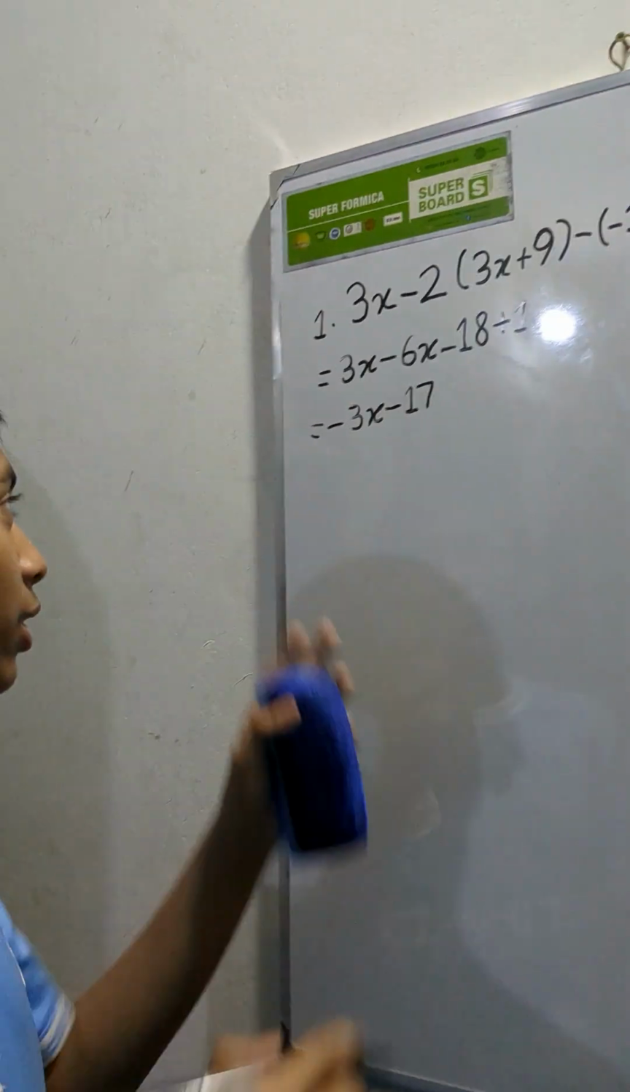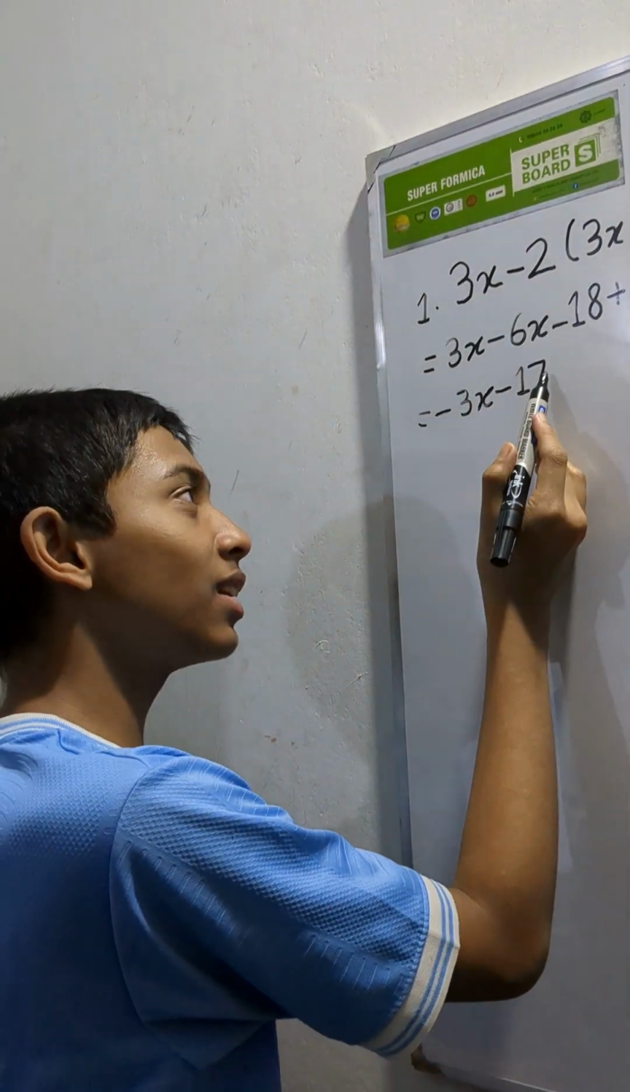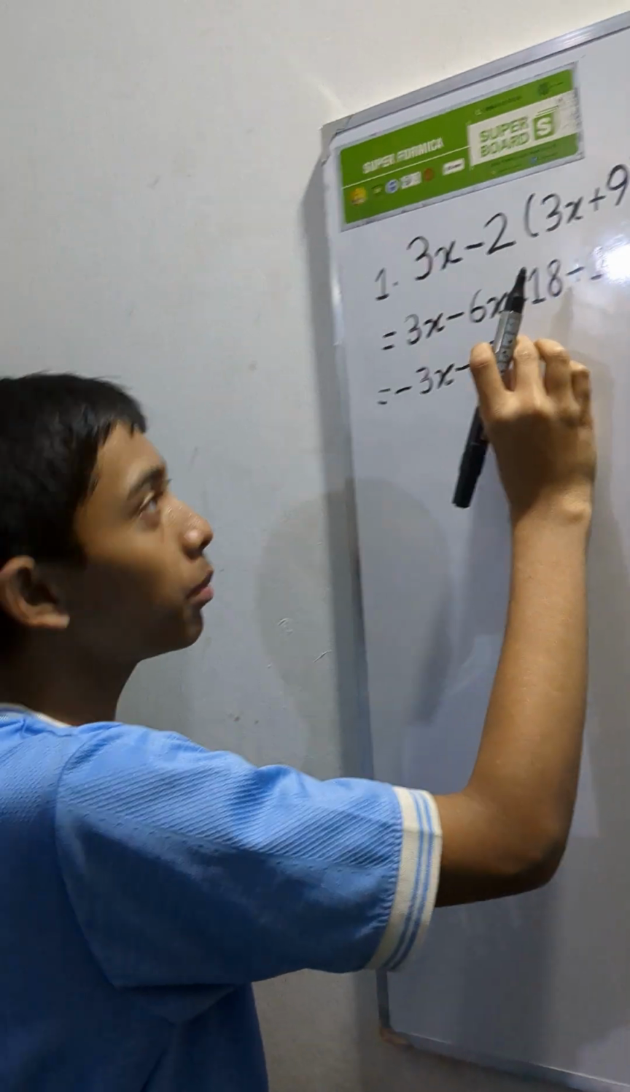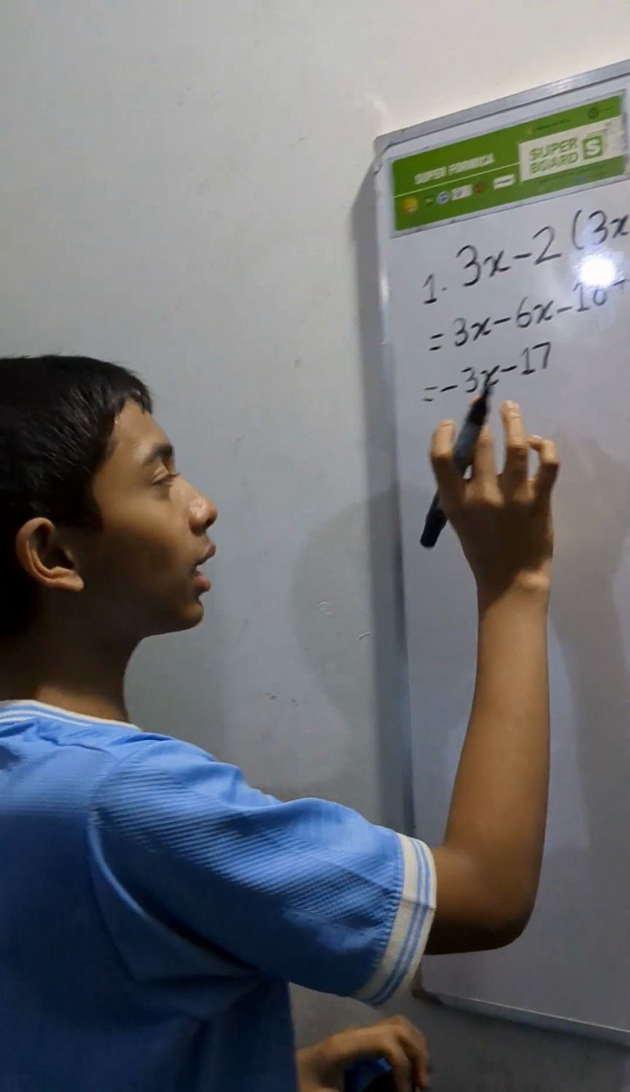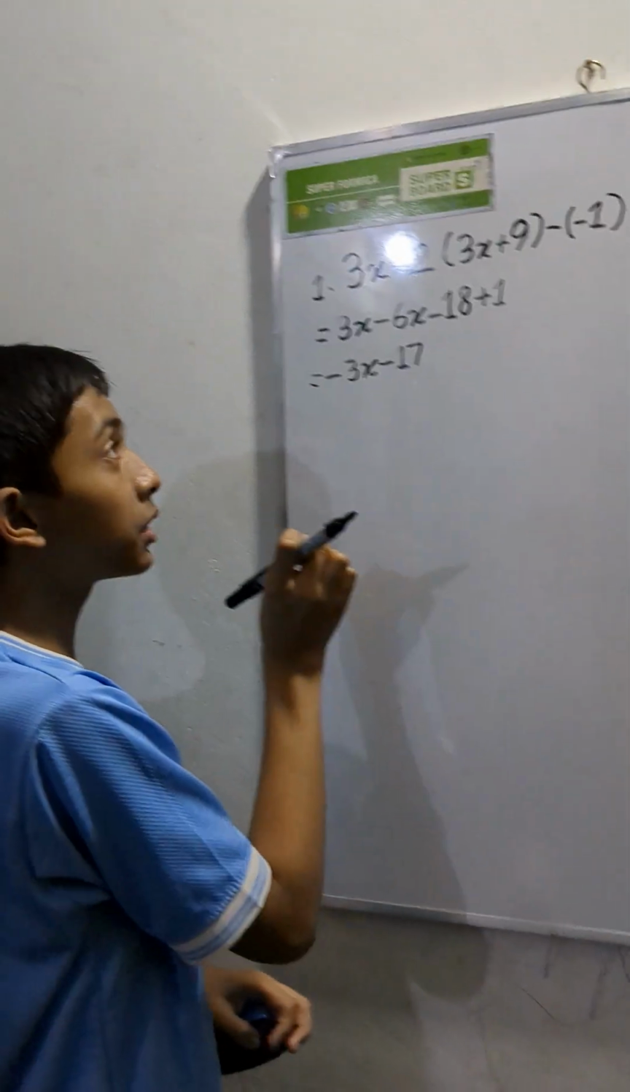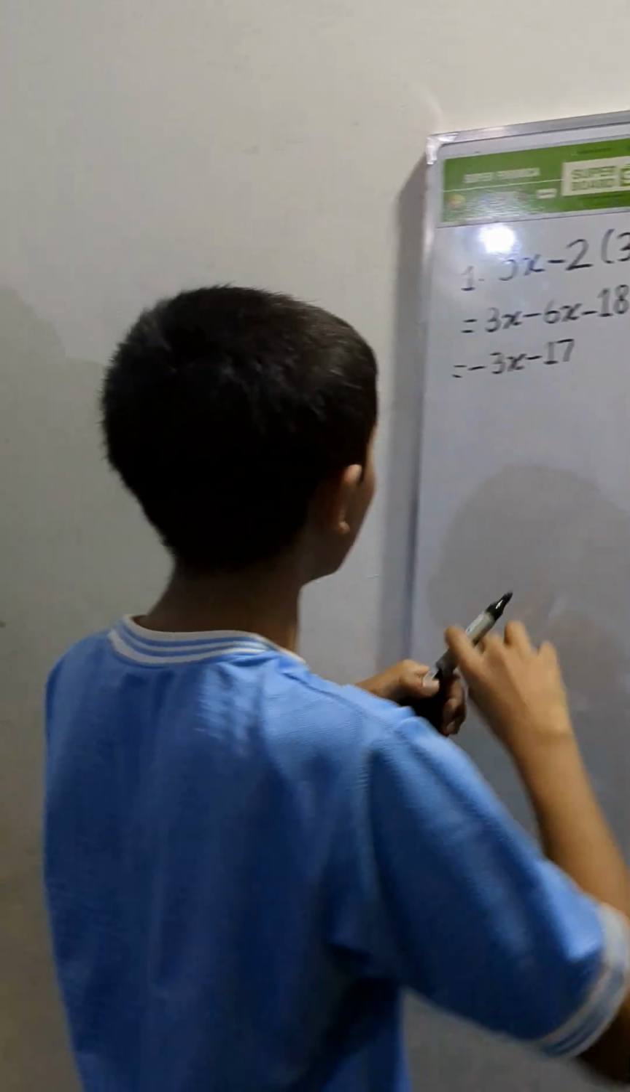We can't do anything here because here's x and here's nothing. After 17 it's empty. That means we can't multiply this, so we can't do anything here. So this is our answer. I'm showing you another math.